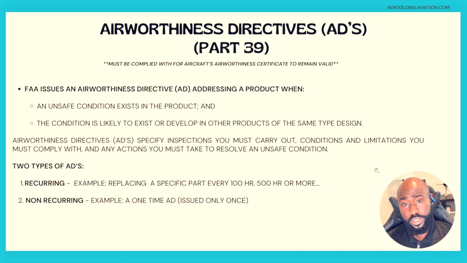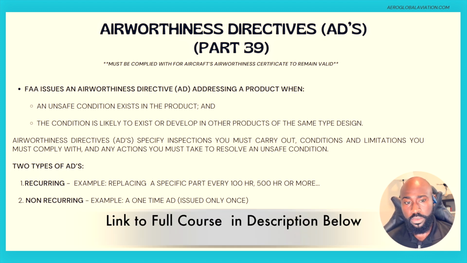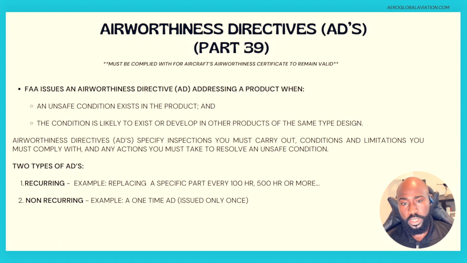The airworthiness directive is another set of information that tells us about defects that may be in the aircraft that we need to pay attention to. Basically, the FAA issues an airworthiness directive when there's an unsafe condition in an aircraft. If the condition is likely to get worse over time, they typically issue an AD, which is the airworthiness directive, to let you know, okay, you need to comply with this AD by a certain time. So that's the general idea.